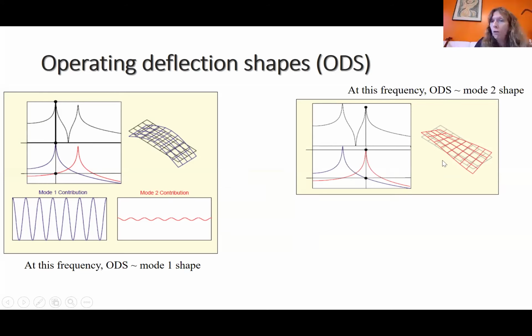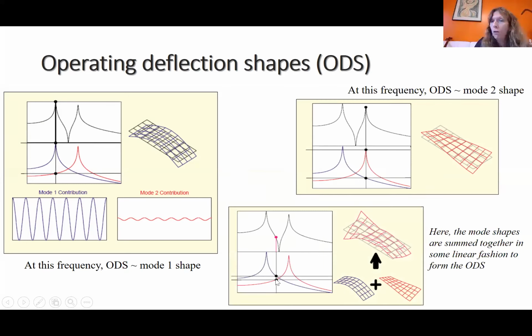But now you can see that if we actually excite somewhere here in the middle, we will excite the two modes with really similar contributions. And so here, at this point, how the plate will actually move, deform and vibrate is the result of mode 1 and mode 2 behaviors. So the operating deflection shape here is going to be a linear sum of the mode 1 shape and the mode 2 shape.